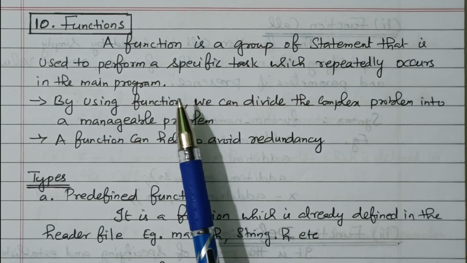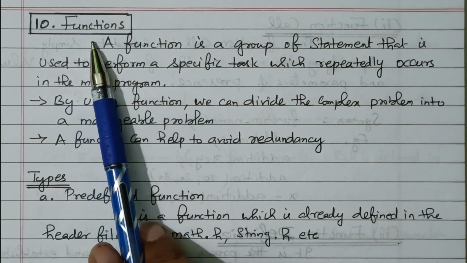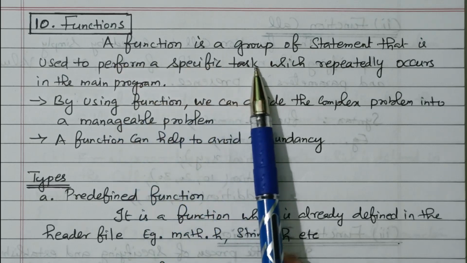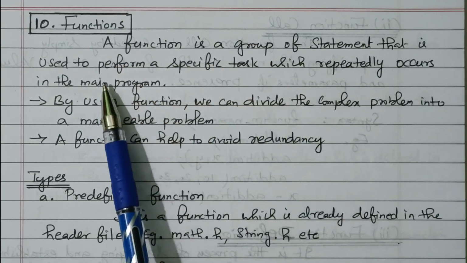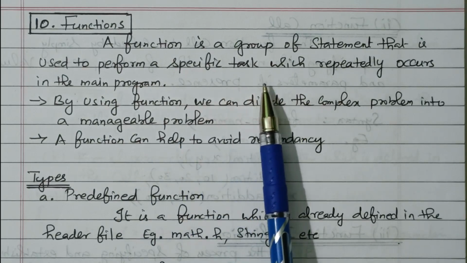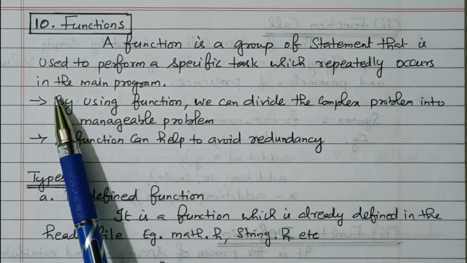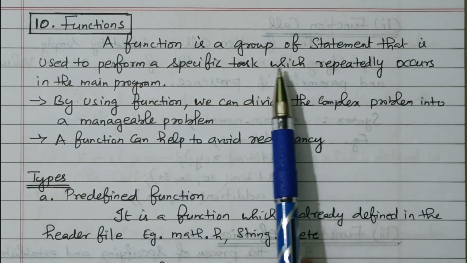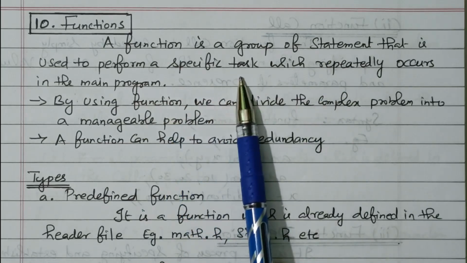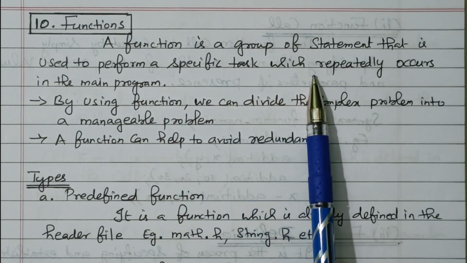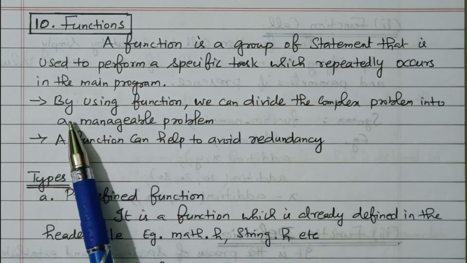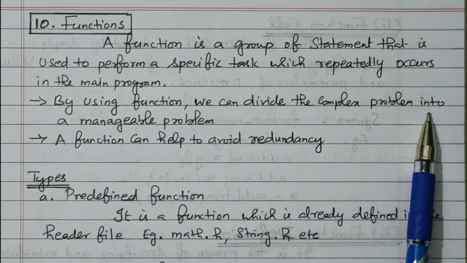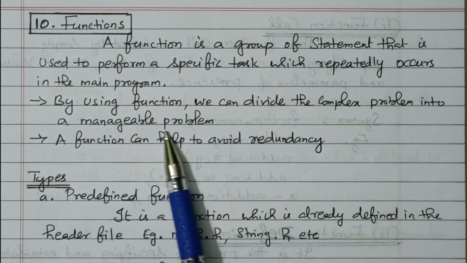Now we'll go to the topic. The function, details about the function. First we will see the definition of the function. A function is a group of statements that is used to perform a specific task which repeatedly occurs in the main program. So the function is also a set of statements that will perform the specific task repeatedly whenever we call it. By using a function we can divide a complex program into manageable problems.